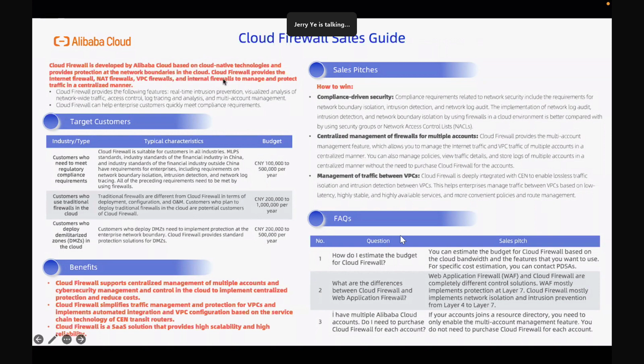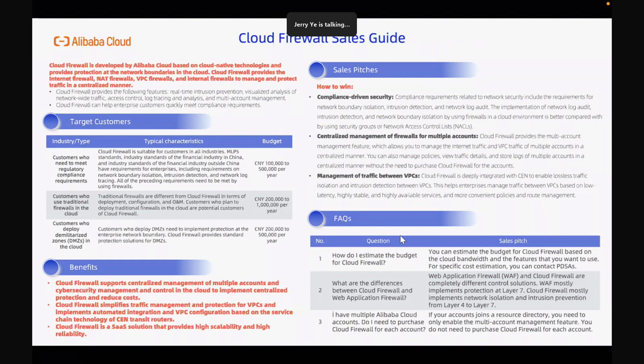So cloud firewall provides the internet firewall, NAT firewall, VPC firewalls, and internal firewalls to manage and protect traffic in a centralized manner. So here, we just need to know several usage scenarios. Then you will know how to sell cloud firewall. First, the customer says, okay, I have around 10 EIPs, or 10 public IPs, but I would like to have the IPS on these IPs.